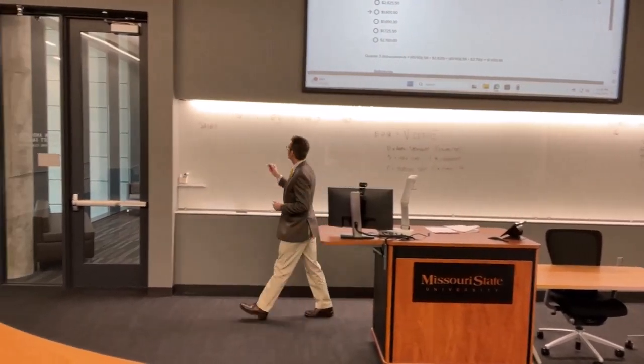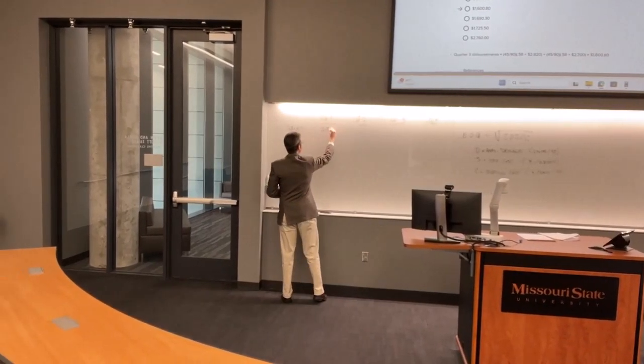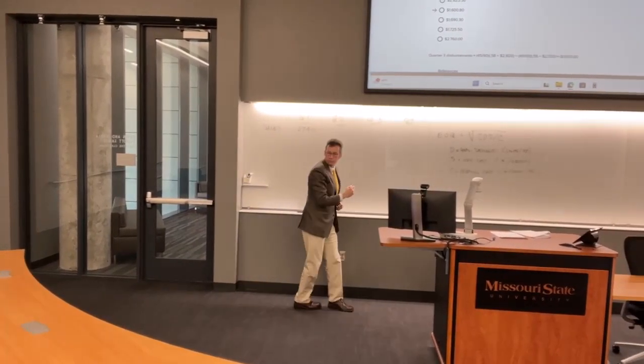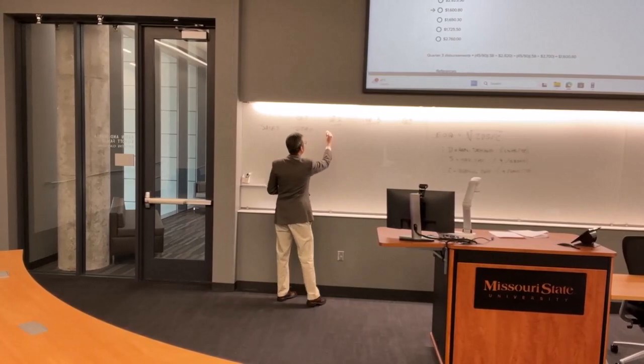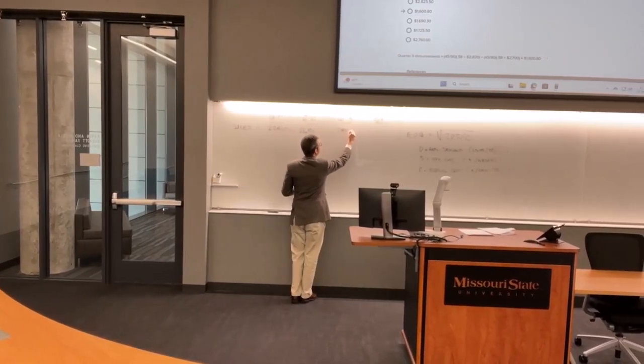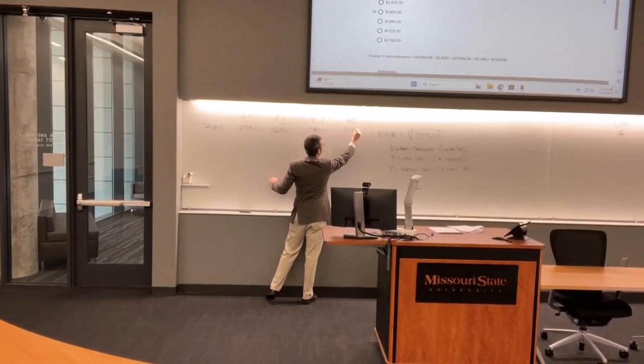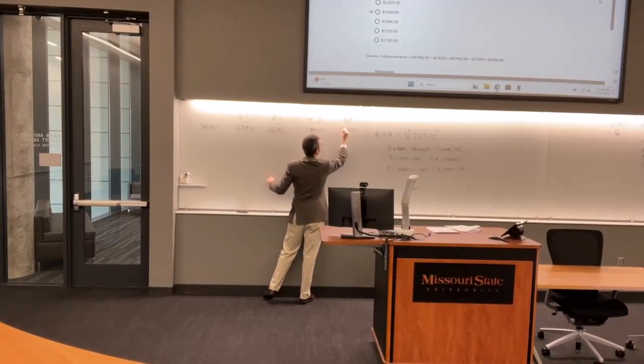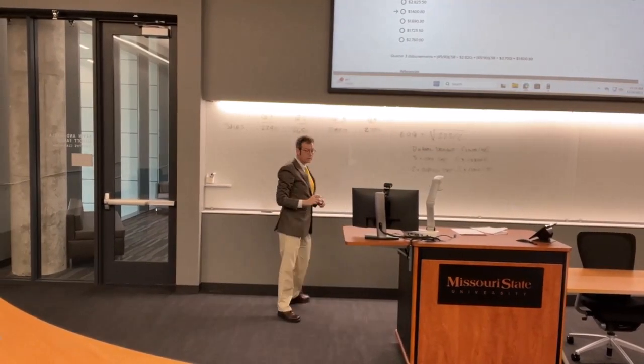So the sales are 2240. Tell me if I make a mistake here. 2240, 2650, 2820. Thank you. 2700. 2700. Okay, now what do they tell us?